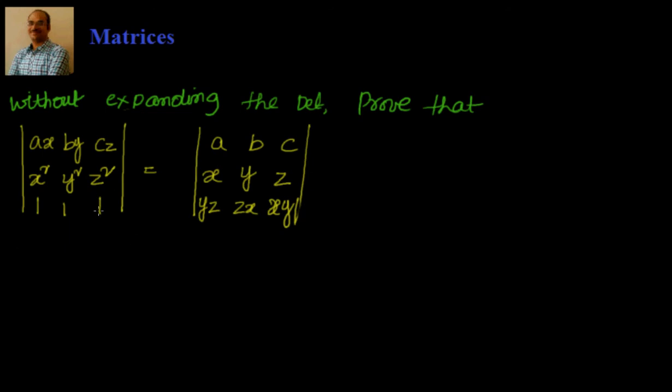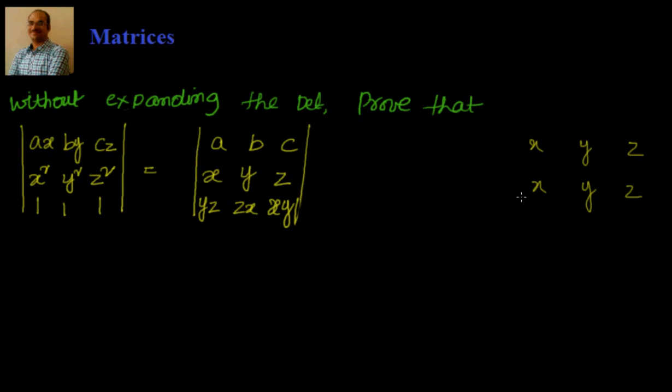Okay, let's look at the left hand side. Let us look at these two matrices and see what we can observe. In the first row, I have Ax, By, Cz. In the second matrix, I have A, B, C. That means x, y, z are gone. In the second row, I have x square, y square, z square. In the second matrix, I have x, y, z. That means again, it's divided by x, y, z. In the third row, I have 1, 1, 1 in the first matrix. In the second matrix, I have yz, zx, xy.